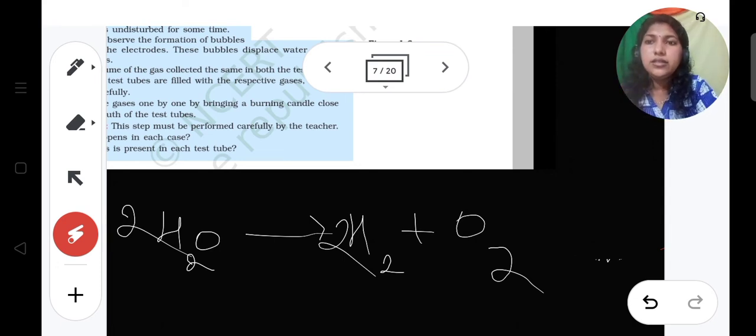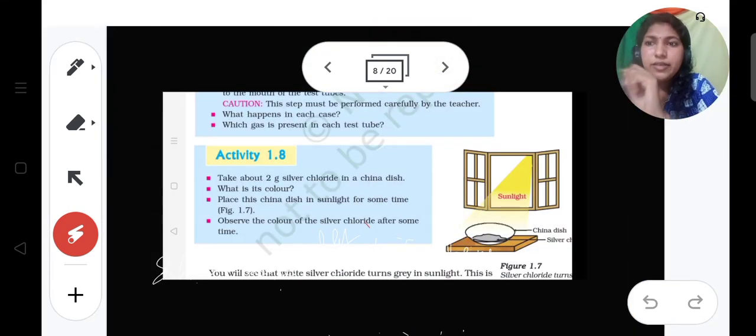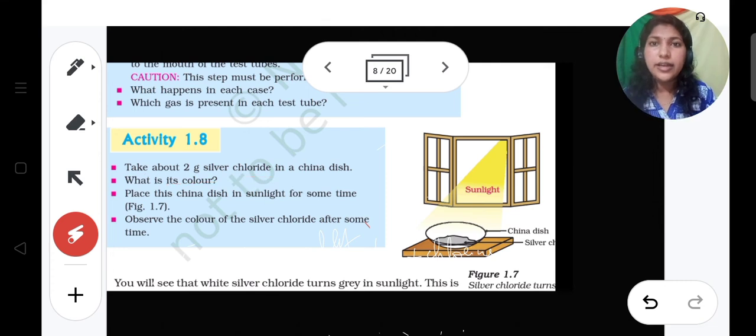Okay, next I think activity 1.7 is completed. Then activity 1.8. So activity 1.8 is a very simple activity. That is, take 2 gram of silver chloride in a China dish. What is silver chloride? The chemical formula of silver chloride is AgCl. Ag is the symbol of silver. So what is the color of silver chloride? Actually, silver chloride is white in color.